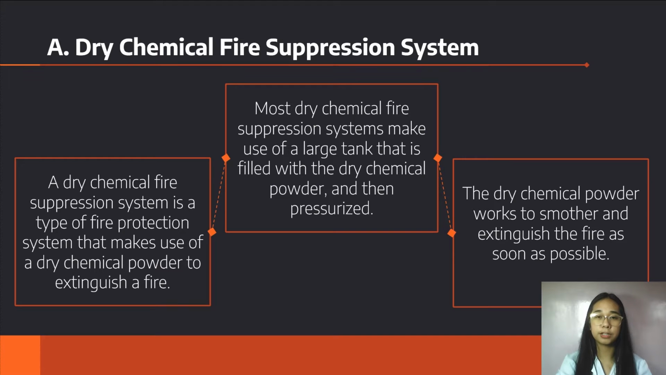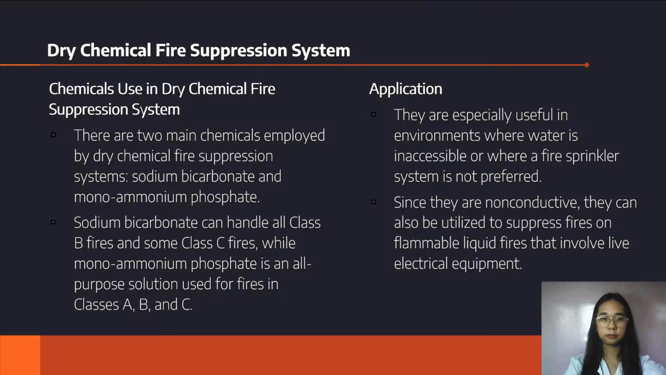Now, under the special hazard fire protection system is what we call the dry chemical fire suppression system. A dry chemical fire suppression system is a type of fire protection system that makes use of a dry chemical powder to extinguish a fire. Most dry chemical fire suppression systems make use of a large tank that is filled with the dry chemical powder and then pressurized. That dry chemical powder works to smother and extinguish the fire as soon as possible.